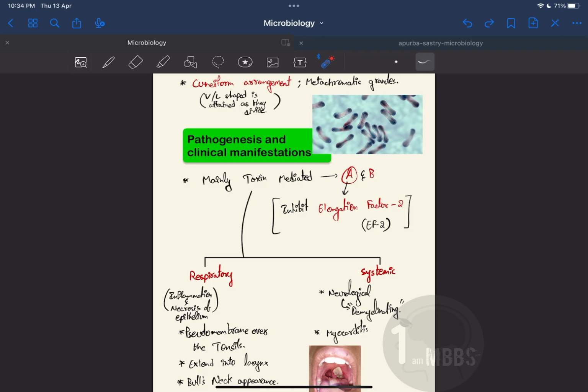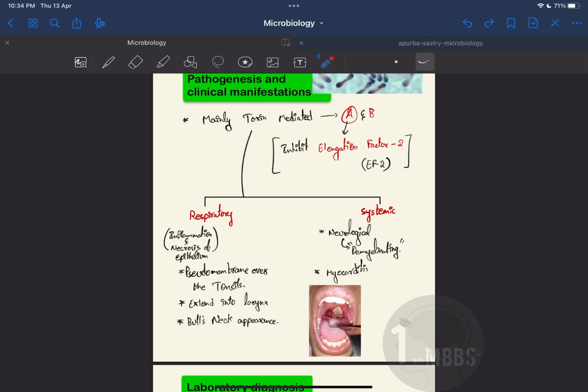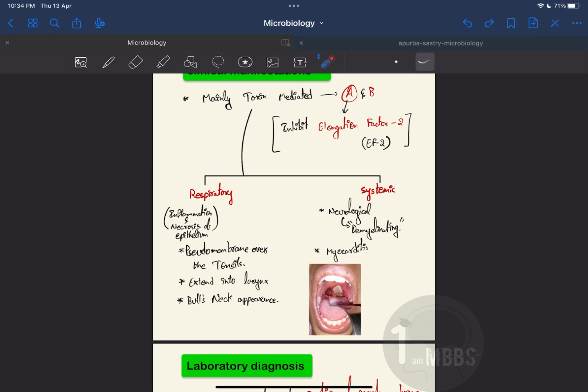which in turn causes cell death. This is the main reason why the pseudomembrane is formed over the tonsils, as the epithelium over the pseudomembrane gets destroyed and the characteristic white layer over the tonsils is seen. The clinical manifestations of diphtheria can be majorly divided into two parts: respiratory and systemic. Respiratory, it causes pseudomembrane over the tonsils, which can extend into the larynx and trachea, and the characteristic bull's neck appearance of the neck, which is literally enlargement of the neck.